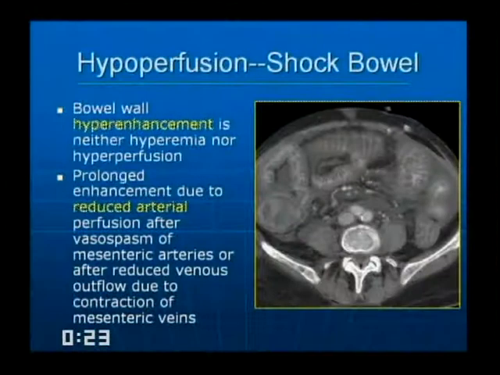Now, this is also a hyperperfusion shock bowel, and I know there's been some oral contrast, but the oral contrast didn't get very far. And the IV contrast, it's kind of hard to differentiate what's really the oral and what's the IV contrast. I suspect that some of this brightness is actually the IV contrast in hyperperfused bowel. So the IV contrast, when you catch it just in the right phase, is just sort of hanging out. So you see this pattern of hyperenhancement. And that hyperenhancement isn't hyperemia, and it's not really hyperperfusion. It's just slow flow going through there and reduced arterial perfusion after vasospasm of the mesenteric arteries, or reduced venous outflow due to contraction of the mesenteric veins.